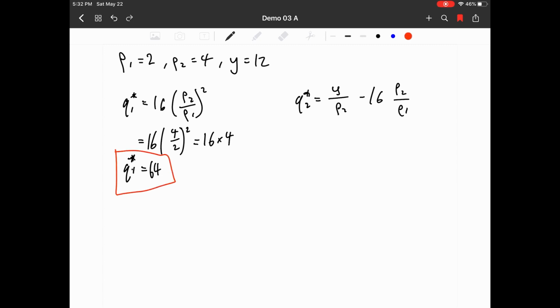Okay, so for the second one, and this is where things will get a little less straightforward, we have income of 12 over P2, which is 4, minus 16 P2 over P1, which is just 2. So this comes out to be 3 minus 32. So this comes out to be a very negative number, 29. Okay, so this is our Q2 star.